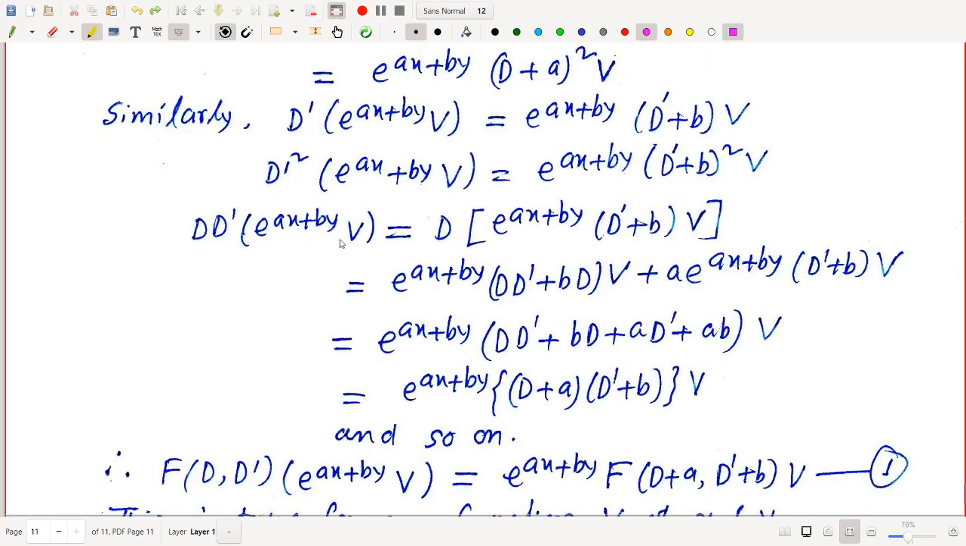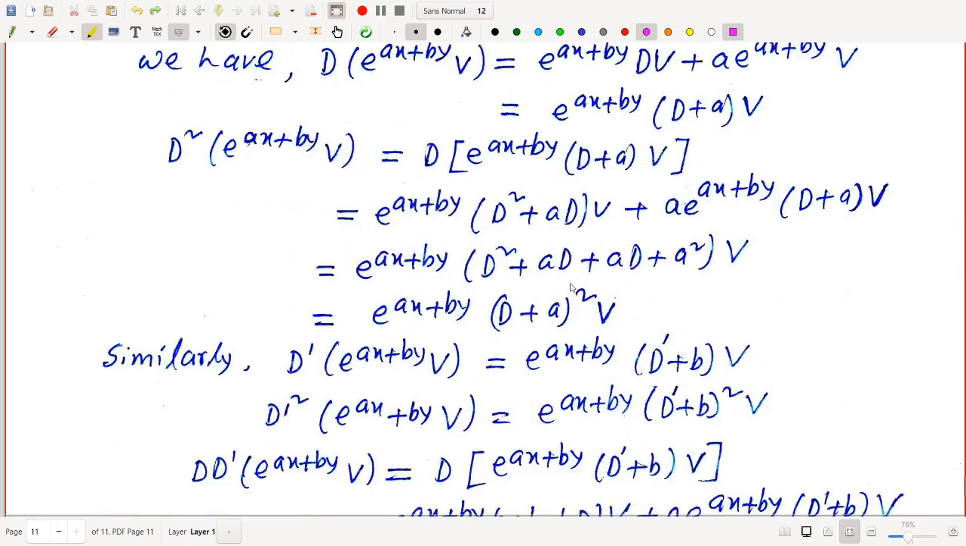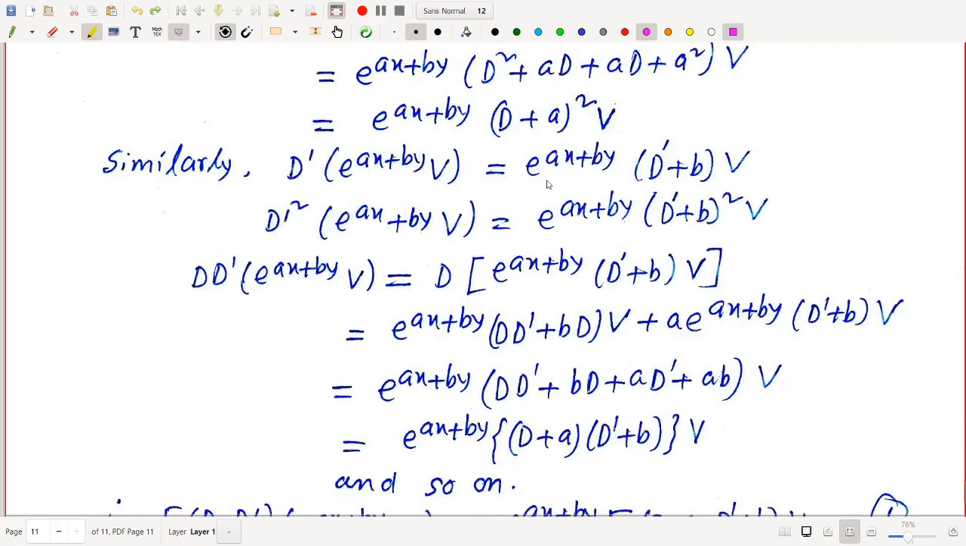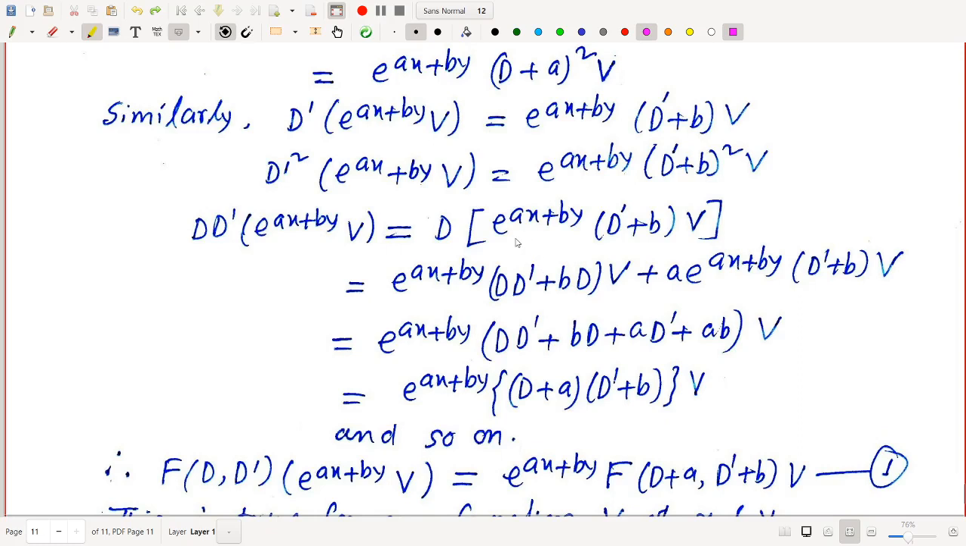D D dash of e to the power x plus by into b is equal to D of, and D dash of that we have already found, substituted here. So D of this, again derivative of this, e to the power x plus by remains, D goes inside, (D dash plus b) operates on b, plus derivative of this with respect to D will be a e to the power ax plus by, and (D dash plus b) operates on b will remain.